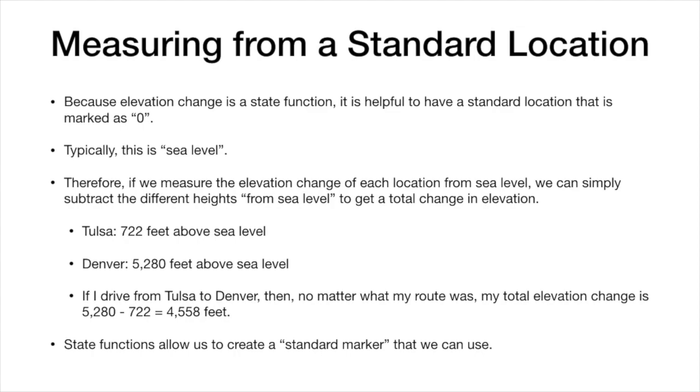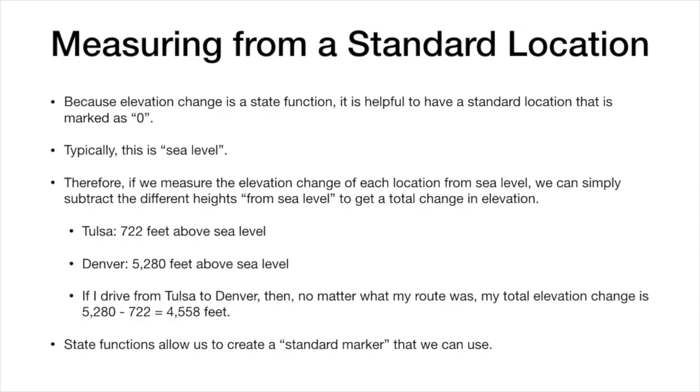So state functions allow us to create standard markers that we can use. In this case, it's standard elevation, elevation above sea level. That's the standard marker that we're using. And if everybody is measured in terms of that same standard marker, we can tell the differences between the different locations simply by taking their standard elevation above sea level and subtracting them. And so this is very similar to the way that we're going to be calculating enthalpy.